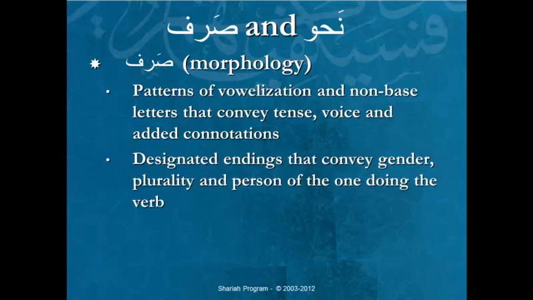The second area of sarf is to know the designated ending that needs to be there at the end of the verb to give us the gender, the plurality, and the person of the one doing the verb. So we know that the one doing the verb is a male. Is it a male or a female? Is it one? Is it two? Or is it a group? Because we also have a dual. And are we talking about them? Are we talking to them? Or are we ourselves the doer of the verb?